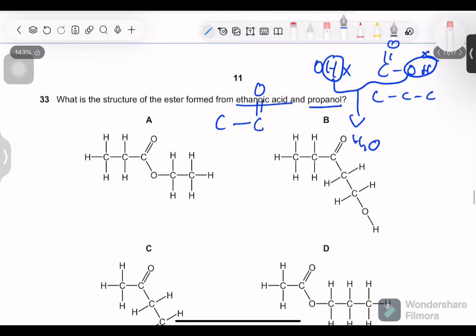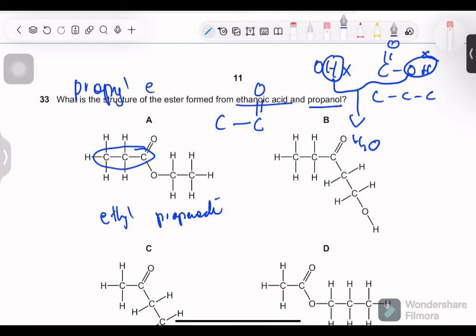So this is incorrect because the acid part over here is separated by this O, and it contains three carbon atoms. So this is, sorry, basically ethyl propanoate. And what the question said was ethanoic acid and propanol. So propyl ethanoate.